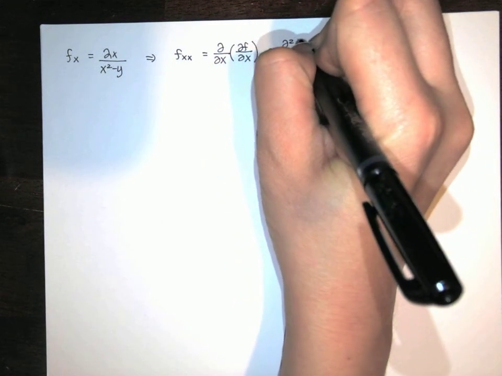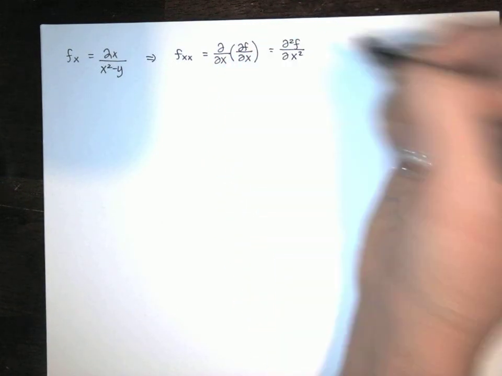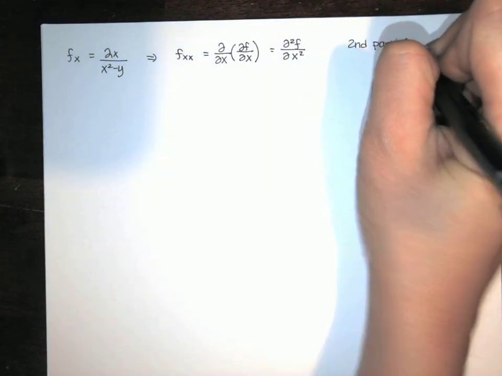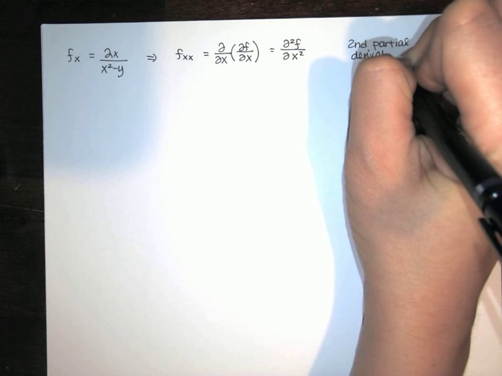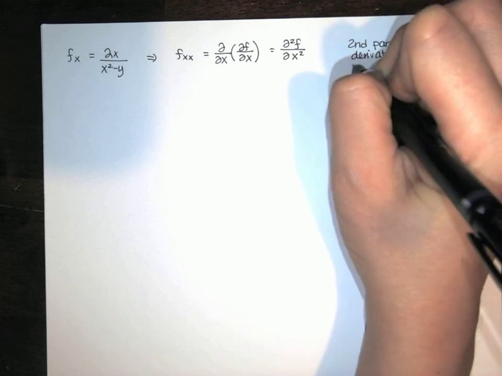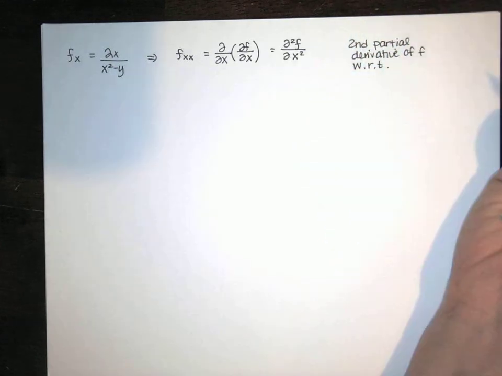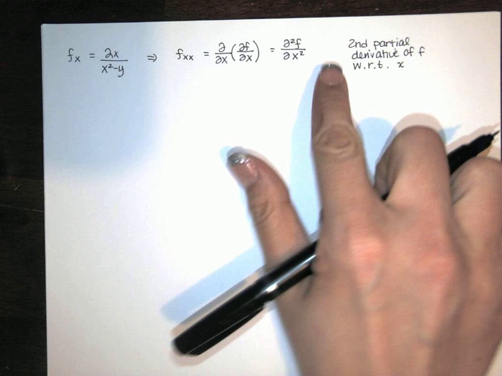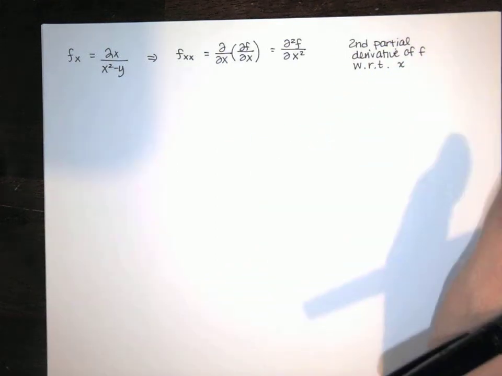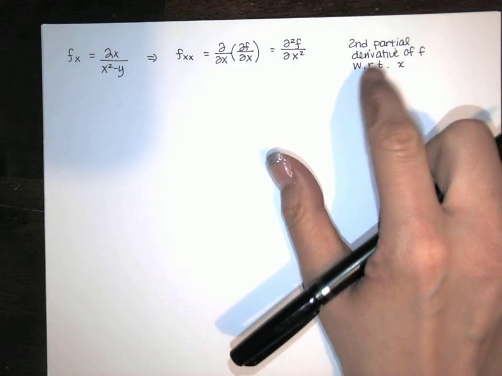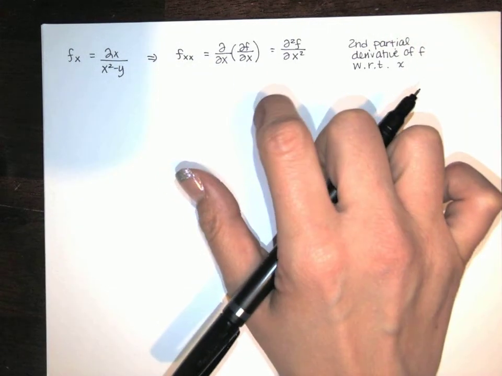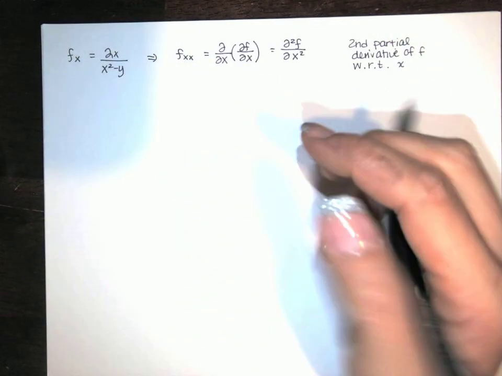So here's the shorthand. We call this the second partial. Sometimes people will call it the second partial derivative of f with respect to x. But sometimes people will stop saying the word derivative. They'll just call it the second partial of f with respect to x, but it's really a second partial derivative. It's an instantaneous rate of change of the rate of change. So this is giving me a sense of concavity in the x direction.